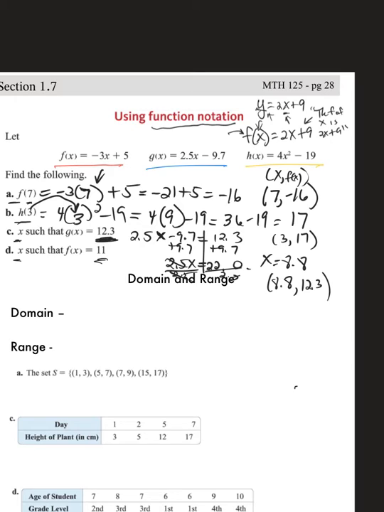The last one is D. They're asking us to find x if the output is 11. So I'm going to say negative 3x plus 5 equals 11. Go ahead, subtract 5 from both sides. It gives us negative 3x equals 6. If I divide both sides by negative 3, x is negative 2. My handwriting is awful. There we go.